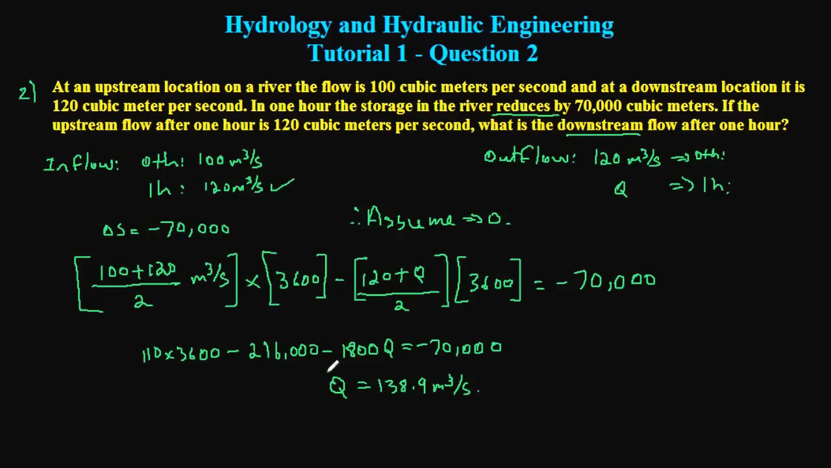Now this answer makes sense because the water flowing out is higher than the water flowing in after 1 hour, therefore causing a reduction in the storage volume of the river by 70,000 cubic meters. Pretty straightforward. It's very similar to example 2.1 in the textbook, page 43, I believe. So yeah, let's move on to question number 3.